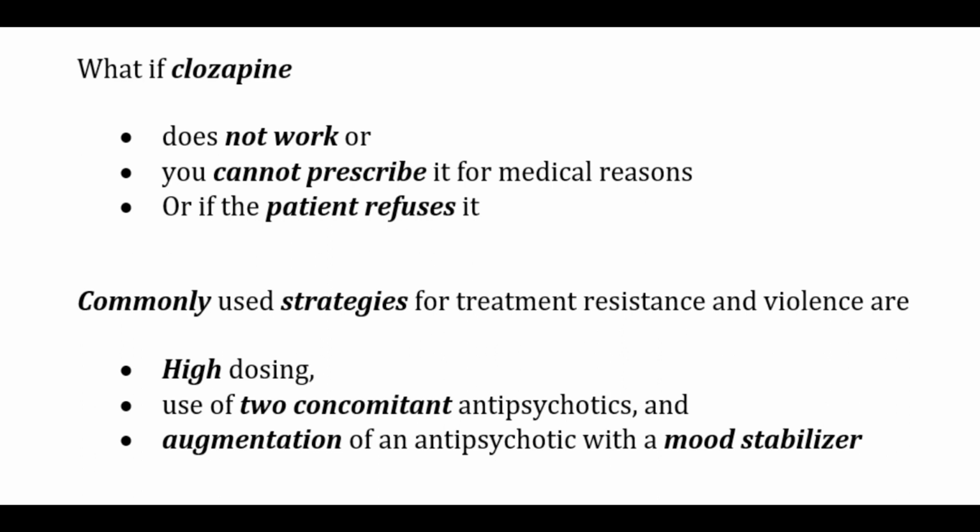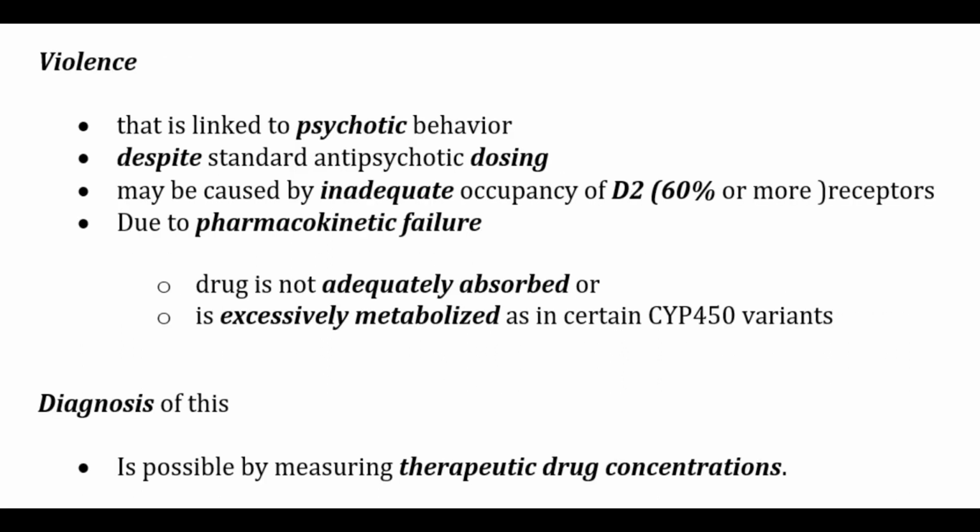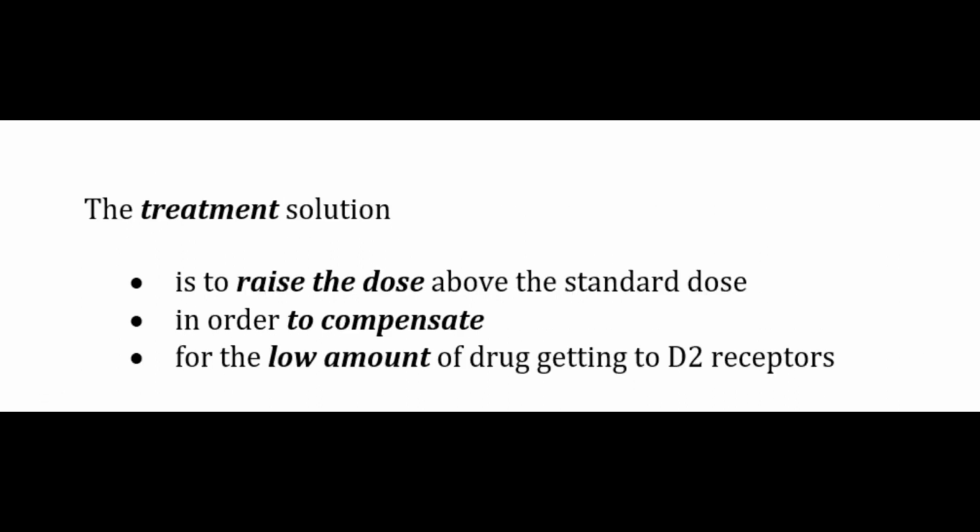with mood stabilizers. Violence that is linked to psychotic behavior despite standard antipsychotic dosing may be caused by inadequate occupancy of D2 receptors due to pharmacokinetic failure, that is, drug is not adequately absorbed or it is excessively metabolized. Diagnosis of this is possible by measuring therapeutic drug concentrations. The treatment solution is to raise the dose above the standard dose in order to compensate for the low amount of drug getting to D2 receptors.